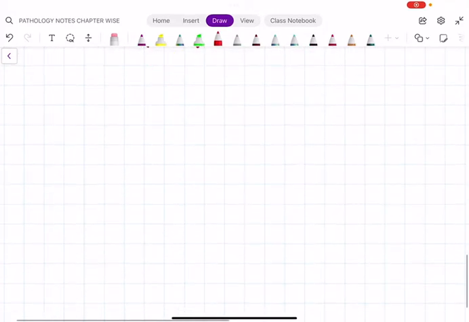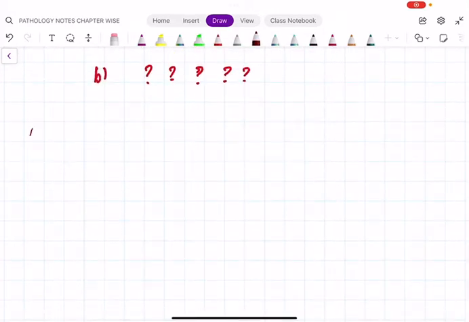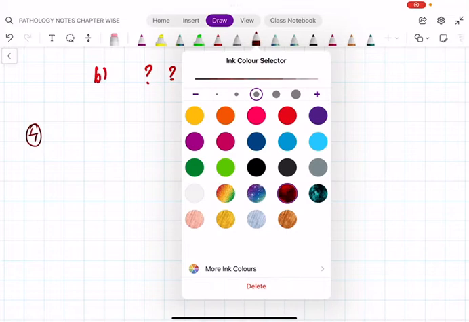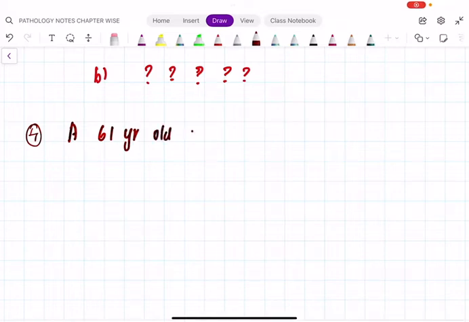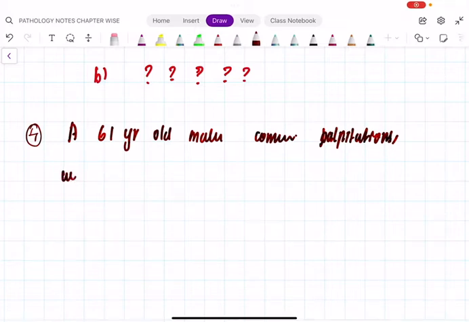That is the third question. Fourth question. A 61-year-old male comes with palpitations, weakness of limbs.